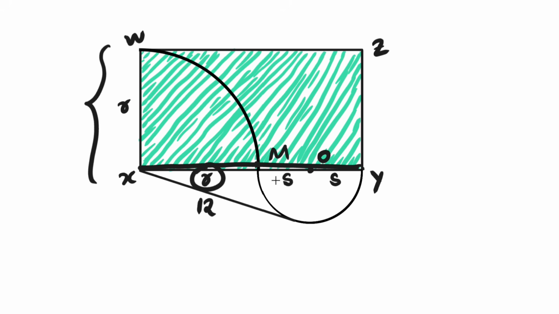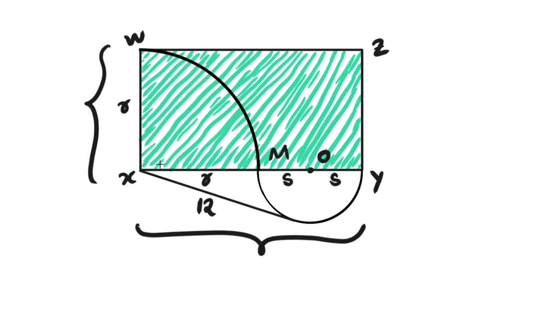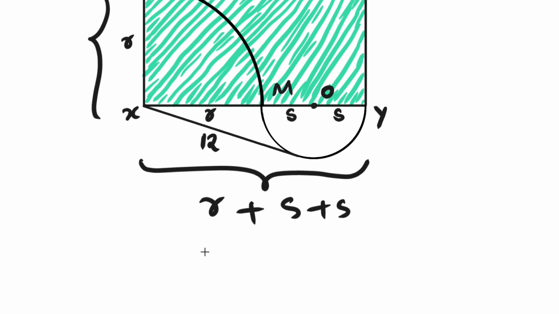Now let's introduce another variable. Let the radius of the semicircle be s, and let O be the center of that semicircle. Since MO is a radius, MO equals s. The remaining portion of the diameter on the right side is another radius, so that segment is also s. Therefore, the entire width of the rectangle XY is equal to r plus 2s.